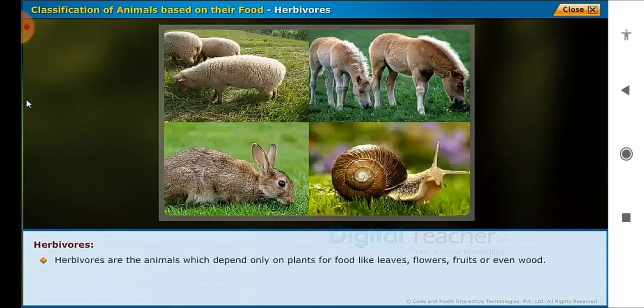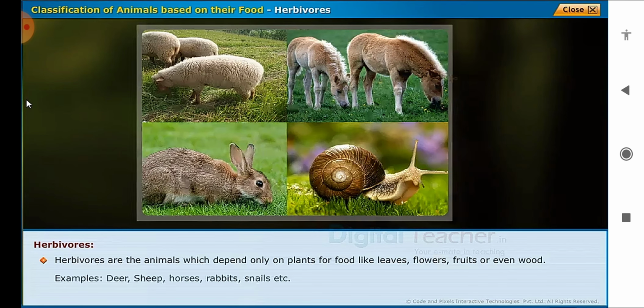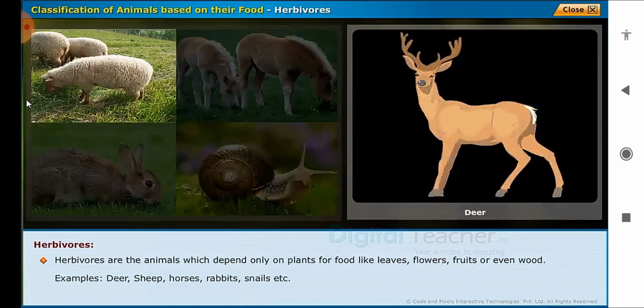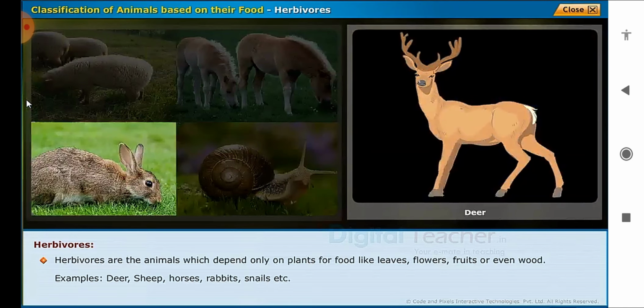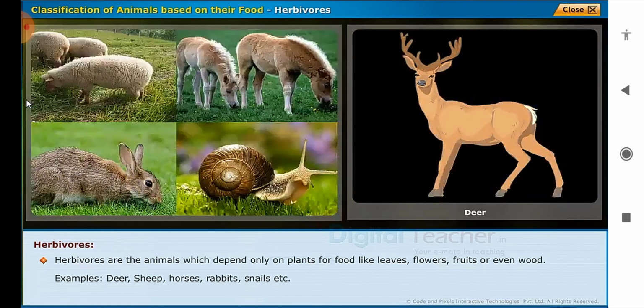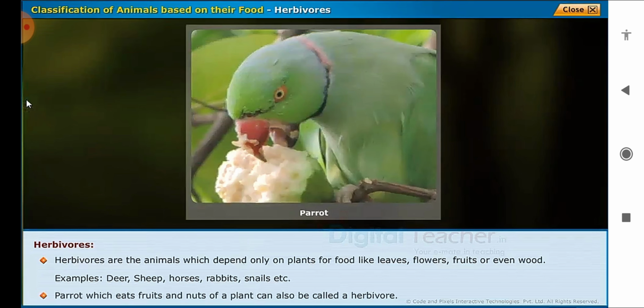Herbivores. Herbivores are the animals which depend only on plants for food like leaves, flowers, fruits, or even wood. Examples: deer, sheep, horses, rabbits, snails, etc. Parrot, which eats fruits and nuts of a plant, can also be called a herbivore.